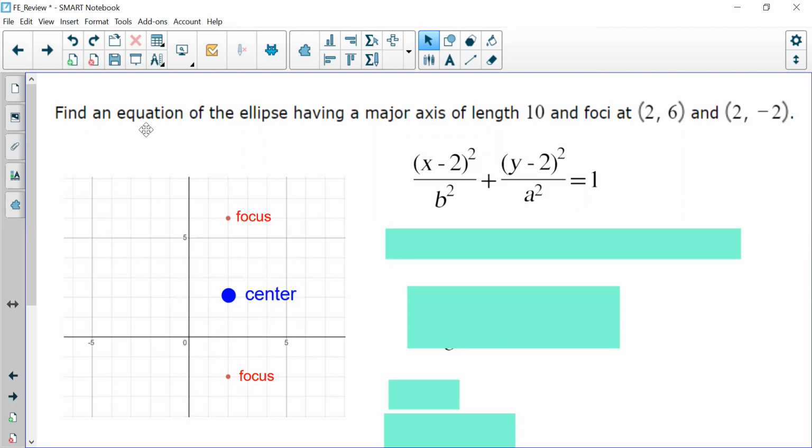Remember, I have to find an equation. That's the main goal. So I went 2 to the right, I went 2 up. I don't know A and B. A is always bigger, remember? And I know it's oriented vertically, so the A is going to be underneath the y. And this all equals 1.